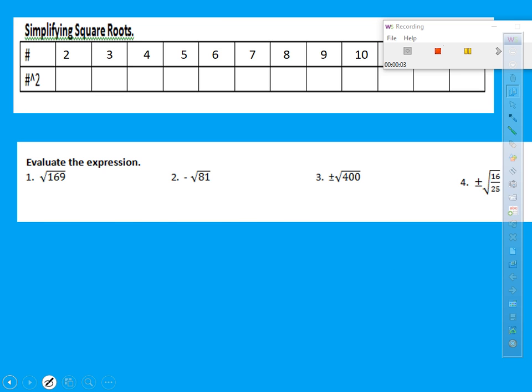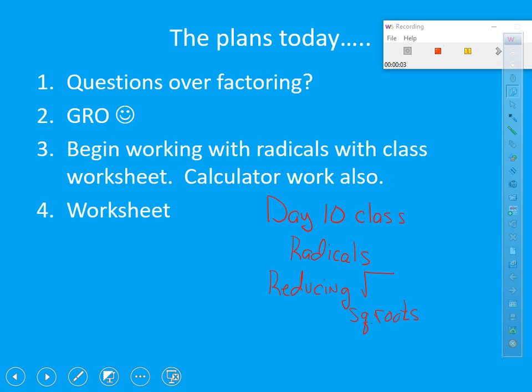Well, hello everybody. Here's what I need to cover with you today. If you missed class or I was gone, whichever occurred, in this case you must have missed class, what I need to do with you today is cover our Day 10 class example sheet, which is called Radicals. So in the upper right-hand corner it should say Day 10 class Radicals. What we do today is we reduce square roots. What we're building to is how to work with what's called the quadratic formula.